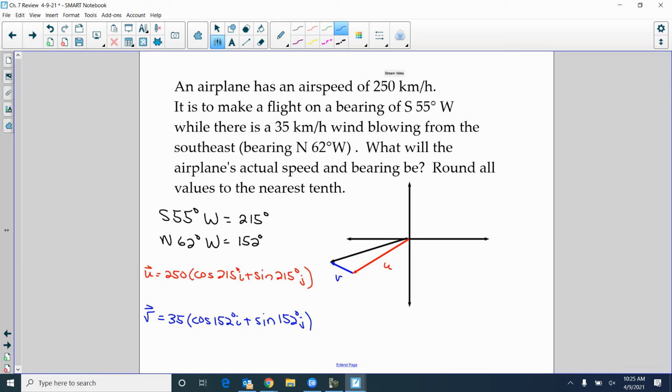Your bearing is the opposite. So you square both of them, you square both of them, and then you take the square root of that product, right? That's 28.3.